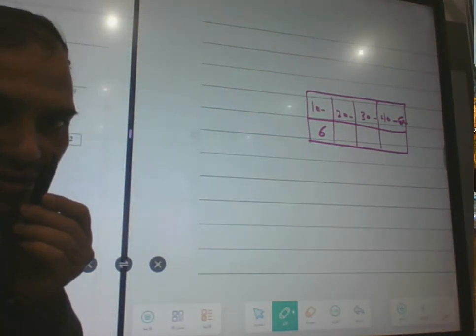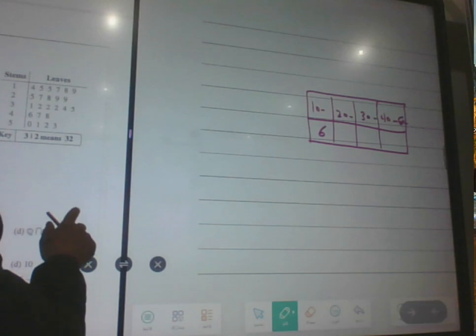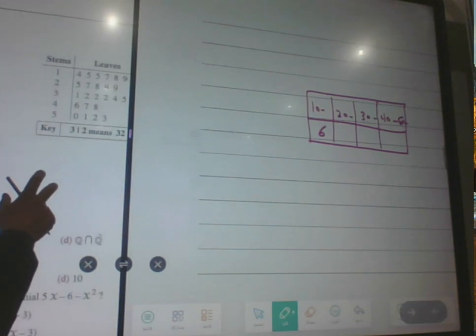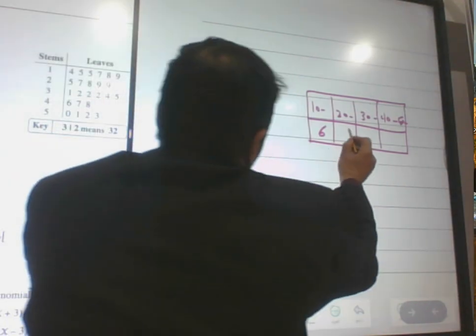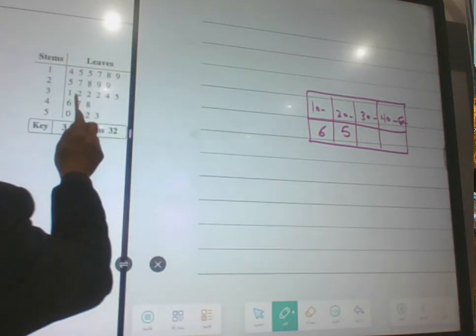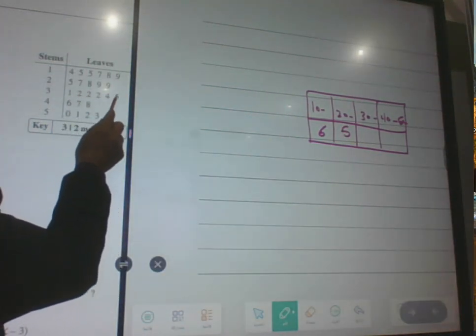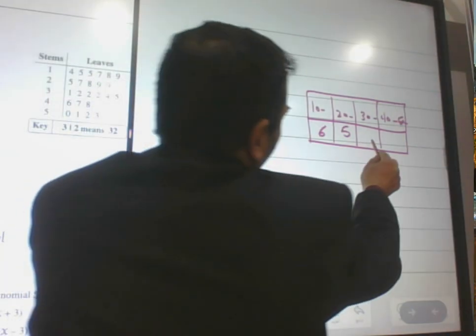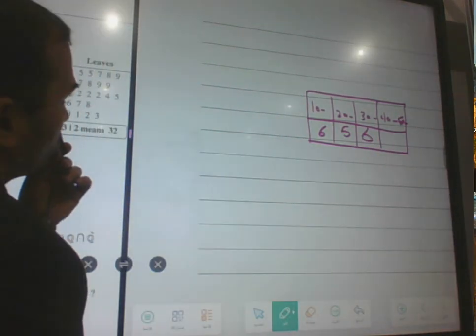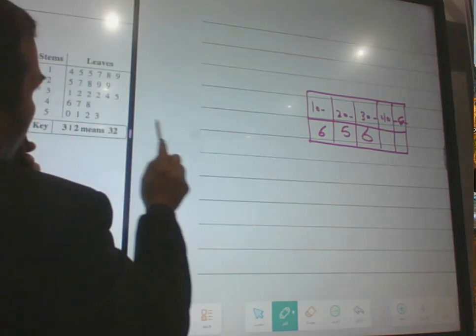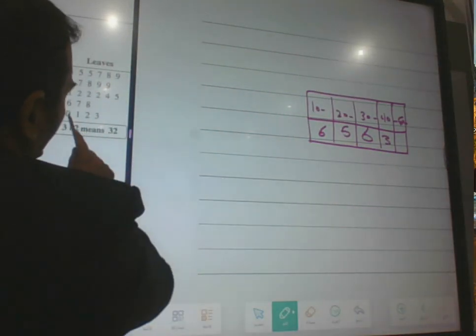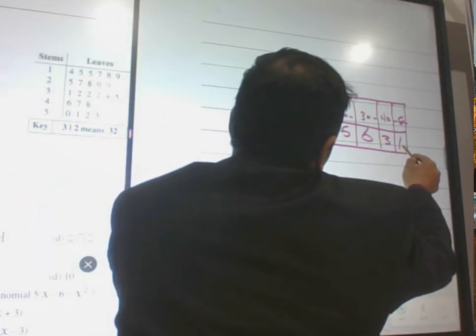And from 20 to 30, count with me here. From 20 to 30, count 1, 2, 3, 4, 5. Right, 5 here. And from 30 to 40, 1, 2, 3, 4, 5, 6. Right, 6 here. And from 40 to 50, 1, 2, 3, 3 numbers. And also from 50 to 60, we have 1, 2, 3, 4, 4 numbers.